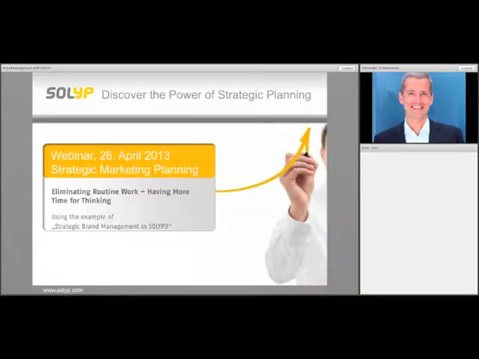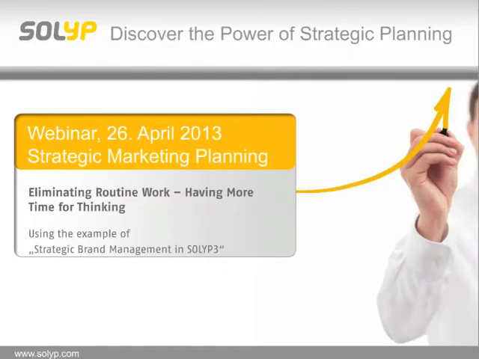Hi there! Today I would like to show you how to streamline your strategic brand management process using the strategic planning software Solib 3. Brand management in a multi-brand company can be rather complex, to put it mildly. Let's look at a concrete example to illustrate that.